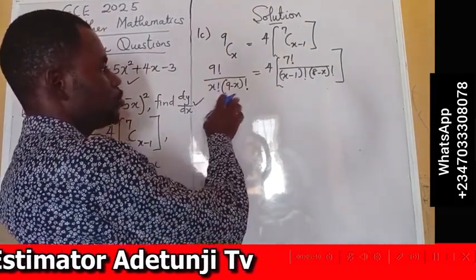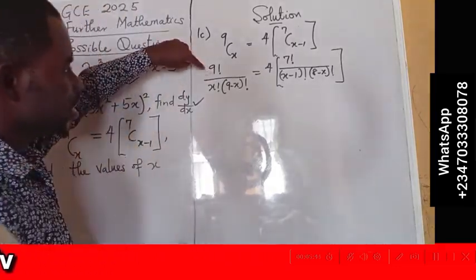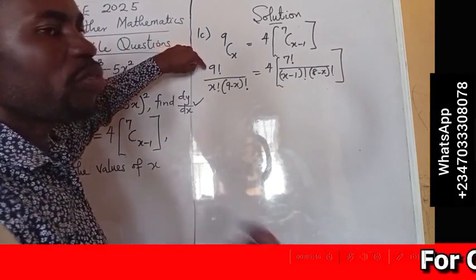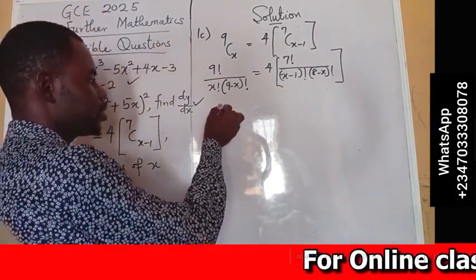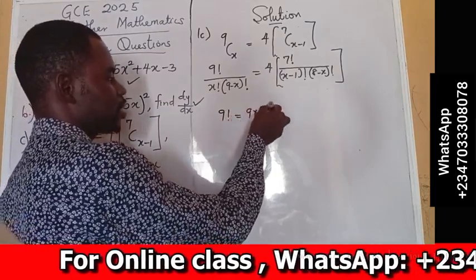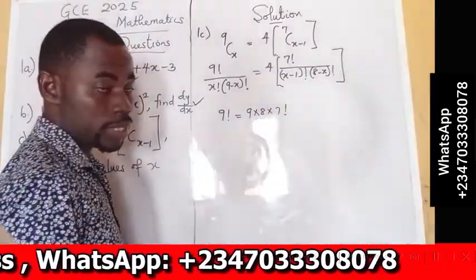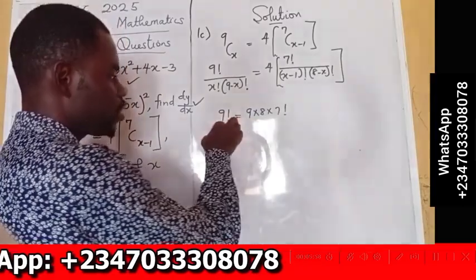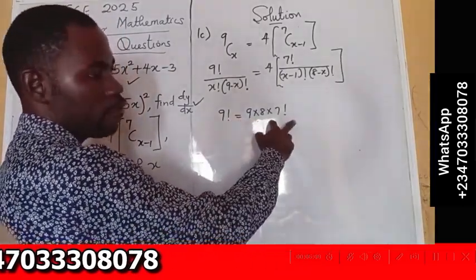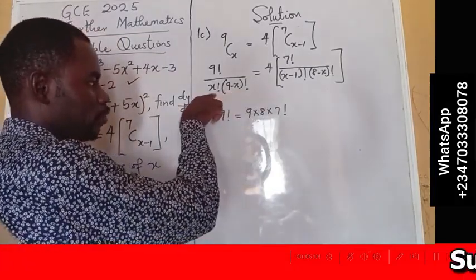Now the next thing will be you should simplify. Now I want to speak at this junction here. Saying 9 factorial, what is the meaning of 9 factorial? You know 9 factorial means 9 times 8 times 7 factorial. You agree with me, right? So I'm going to replace my 9 factorial with these factors I have here. Same thing, I want to speak about this, but let me start from here.